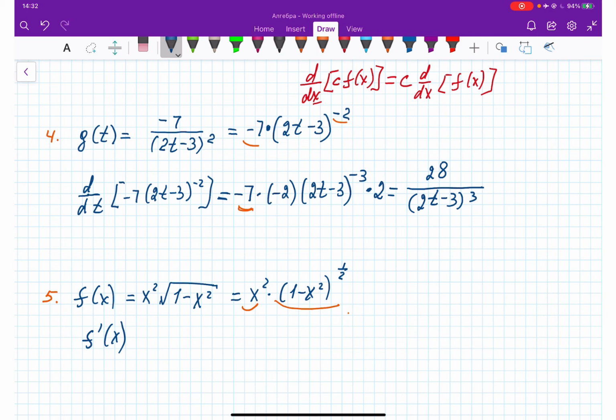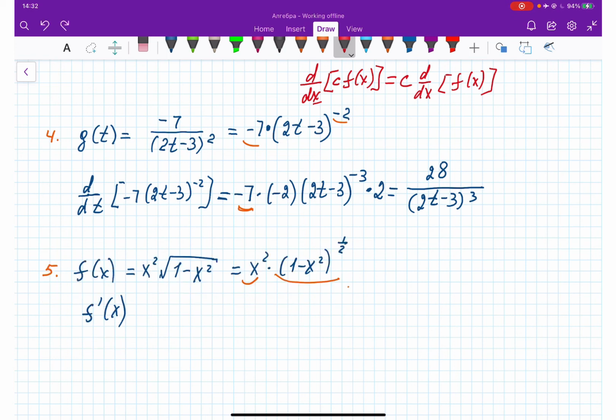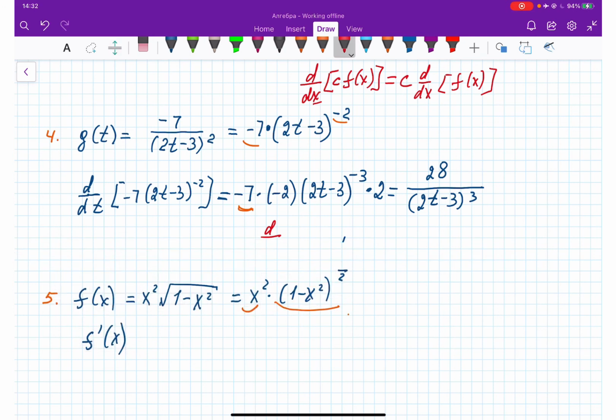Let me drag this down. What was the rule of multiplication? When we have the derivative d by dx of f times g, we assume both functions f and g are differentiable and depend on x. So it's going to be the derivative of f multiplied by g, plus the derivative of g multiplied by f. That's the rule of multiplication, and we are going to use that rule.